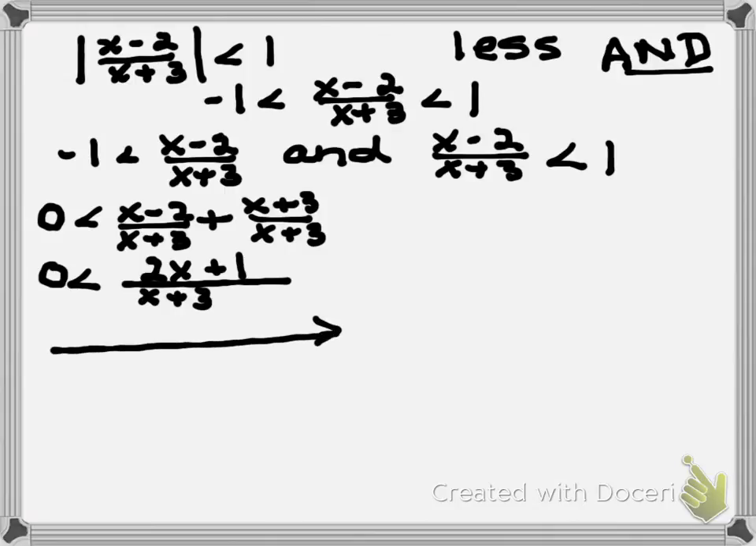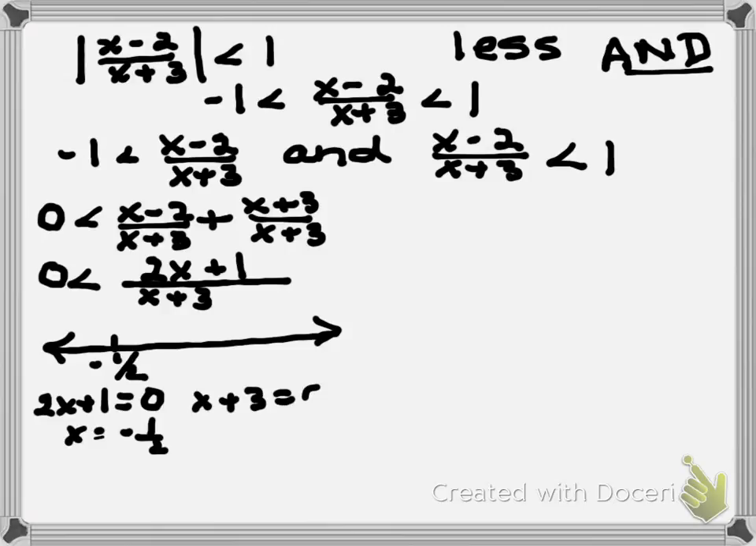So we need to take a look at this number line. And if I take 2x plus 1 and set it equal to 0, I'm getting x is equal to negative 1/2. And that's one of the test points. The other is taking x plus 3 and set it equal to 0, and that gives you a negative 3. I'm going to move this over.